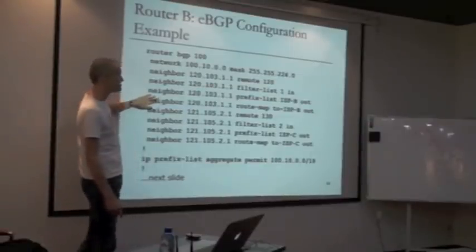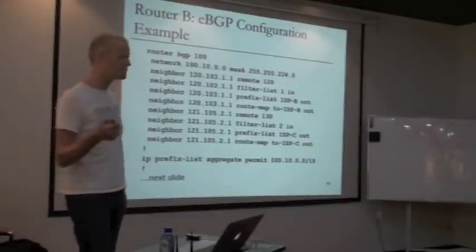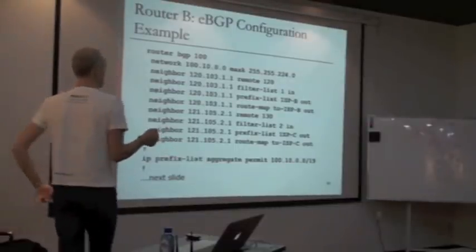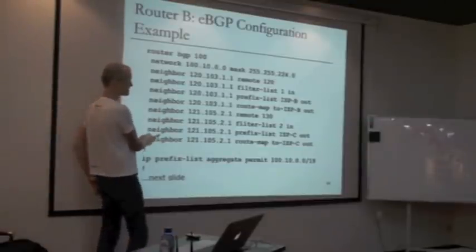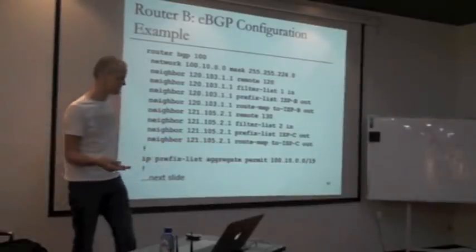This route map does a prepend. Remember I said to announce the aggregate with a prepend. Here's the link to router C. It has its own AS path filter. Again, the aggregate going out, and maybe the sub-prefix as well. And then the route map, and that probably has 2 prepends.